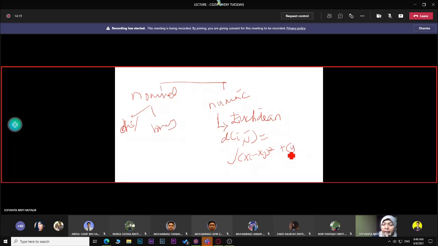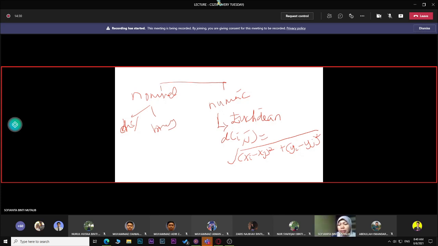for example we have y, y of i minus y of j, power 2, and all will be under the square root. In case you have three attributes x, y, z, it means x of i minus x of j power 2, plus y of i minus y of j power 2, plus z of i minus z of j power 2, and the summation will be under the square root. So this is Euclidean distance.